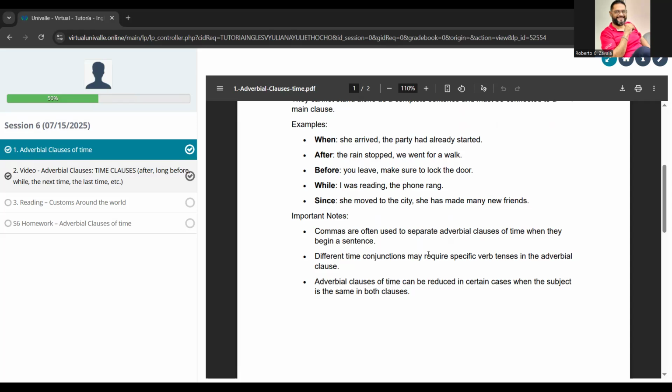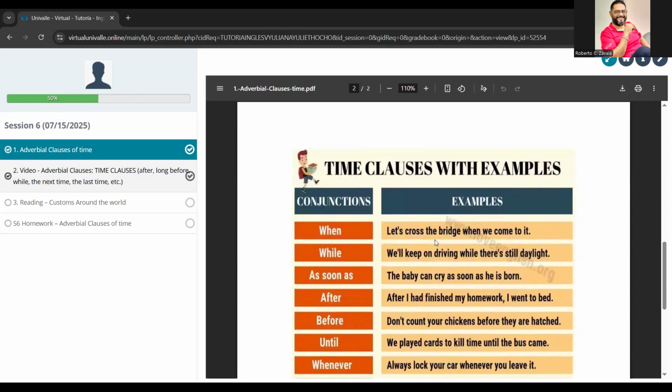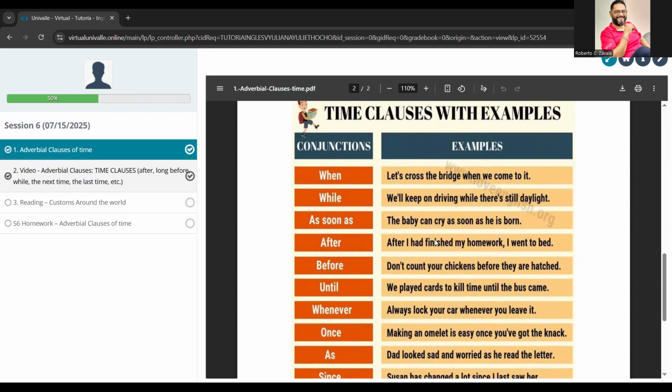Important notes. Commas are often used to separate adverbial clauses of time when they begin a sentence. Different time conjunctions may require specific verb tenses in the adverbial clause. Adverbial clauses of time can be reduced in certain cases when the subject is the same in both clauses, and we're going to look at that. Here are some examples in this graphic of conjunctions and examples.